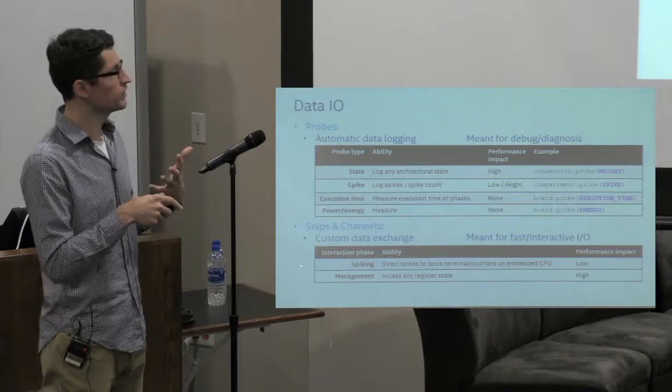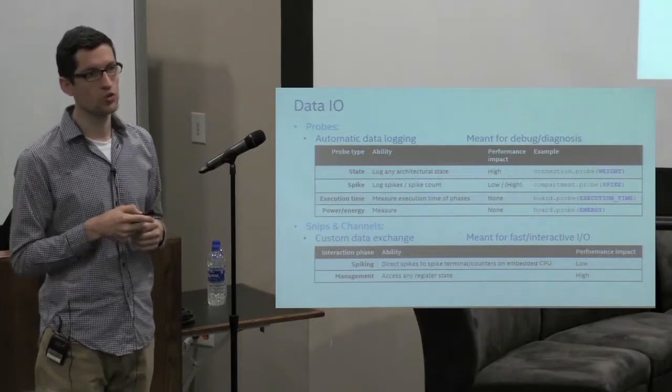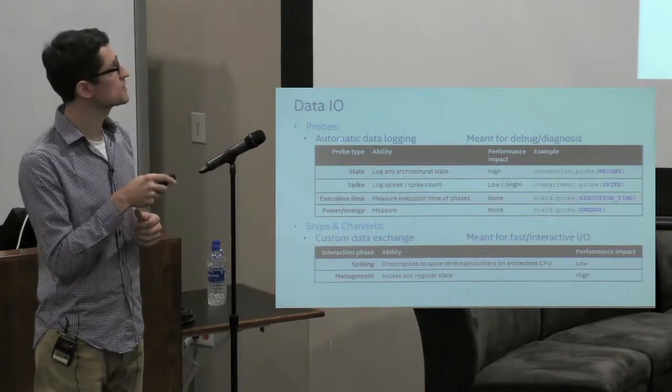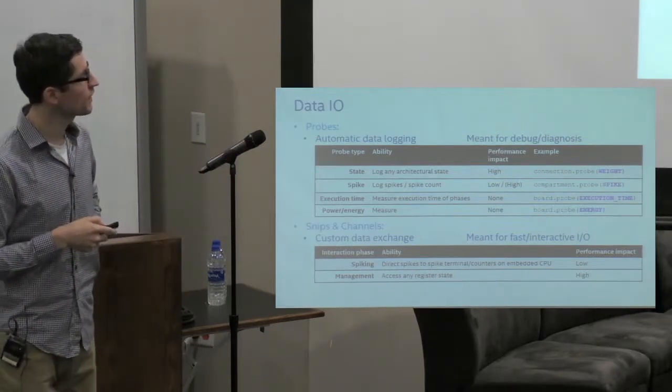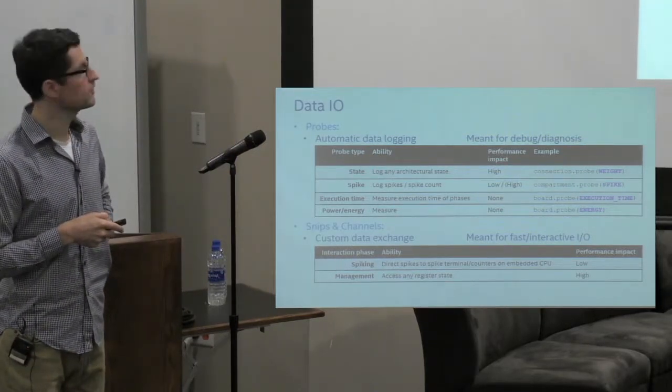But it will involve a little bit more work, because now you have to actually code one of those SNIPs. A probe is usually just a single line statement: I want to see this architectural state evolving. So that's it from the overview perspective.